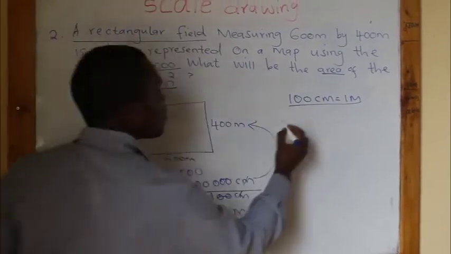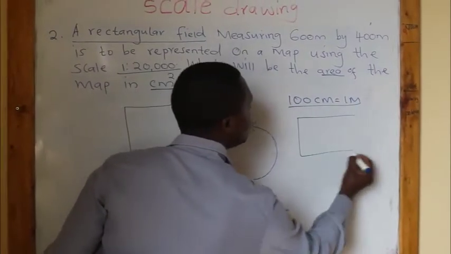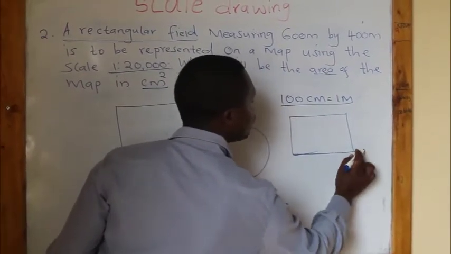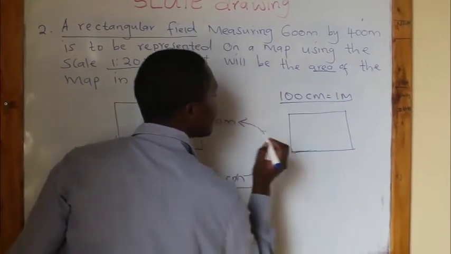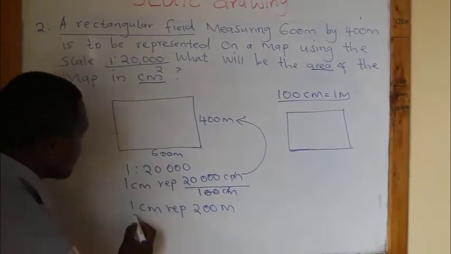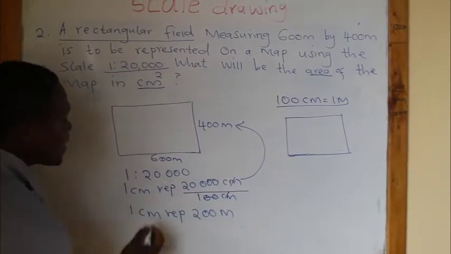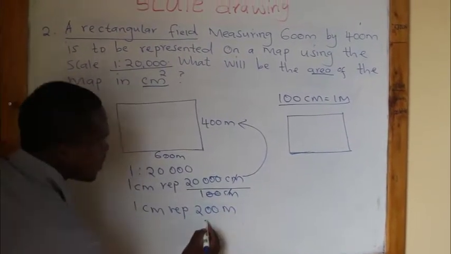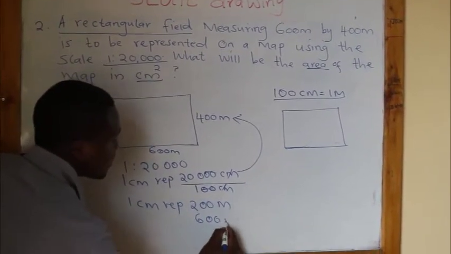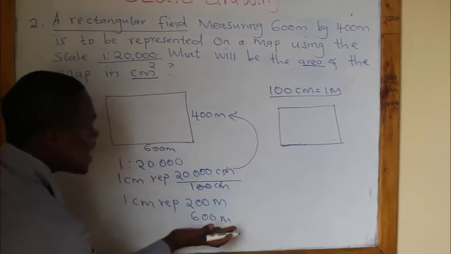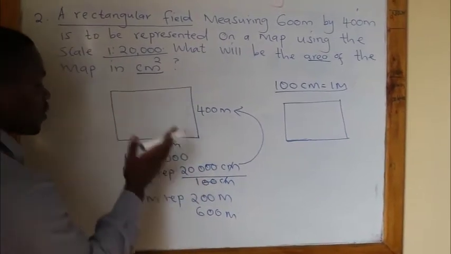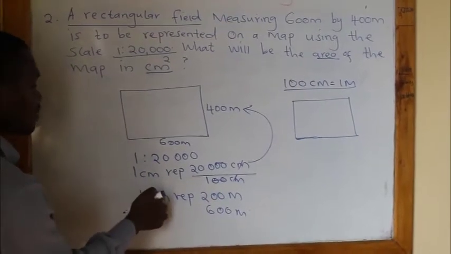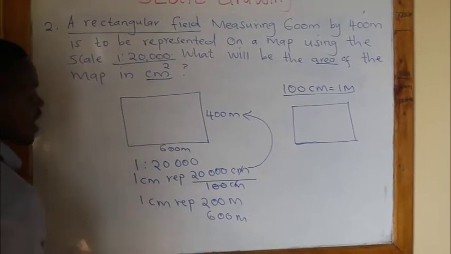So I'll draw my field here, and I will insert the drawing length of the field. 1 centimeter represents 200 meters, so I'll convert the length. What about 600 meters? I'll put it down here. 600 meters. Remember, they must be under where the units rhyme. So you cannot put it under here because this is centimeters and you cannot put a meter below a centimeter.